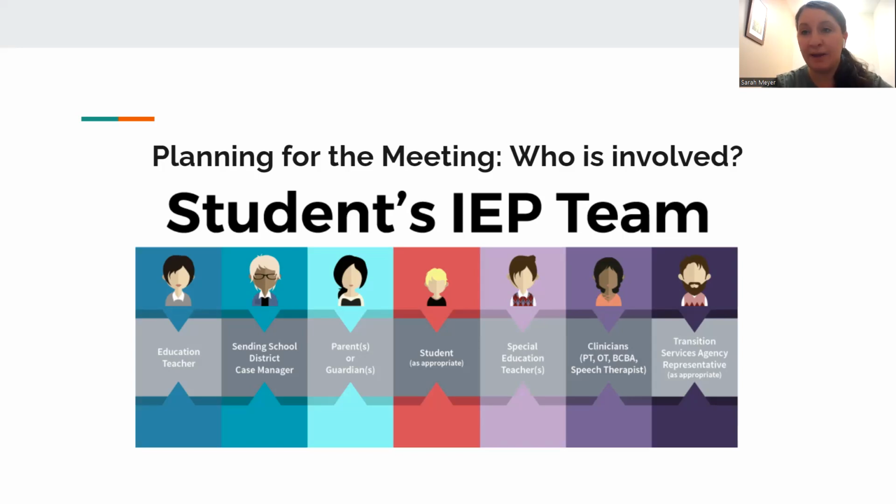Along with that, we always want the parents or guardians to be included within the meeting. The student may also be involved if over the age of 14 and it's deemed appropriate by the student and the parents. There also may be clinicians included. That could be a physical therapist, an occupational therapist, a board certified behavior analyst, or a speech therapist, if it is deemed that your child does need those additional services and if they're already receiving those services. It may also be appropriate that over the age of 14, a transition services agency representative may be included within the meeting to help build that transition from the school environment to the community environment.